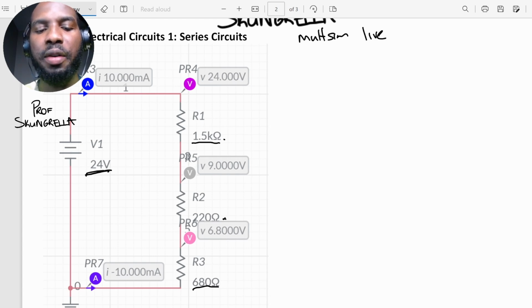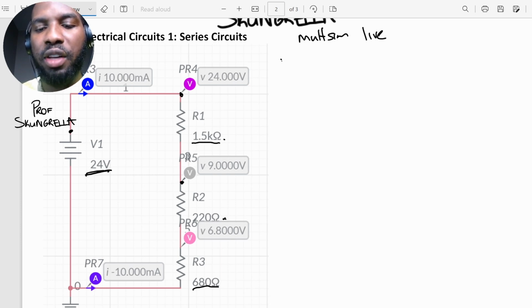Okay, so the current, right? The current was measured to be 10 milliamps. Now, in this simulation environment, we cannot actually measure the voltage drop, but we can measure the voltage at different points. So for example, at this point here, the voltage is 24 volts. When we come here, the voltage is still 24 volts at this point right here. After the first resistor, guess what? We're going to have a voltage drop, right? So the way we can see the voltage drop, we need to subtract 9 from 24 to know what the voltage drop was here.